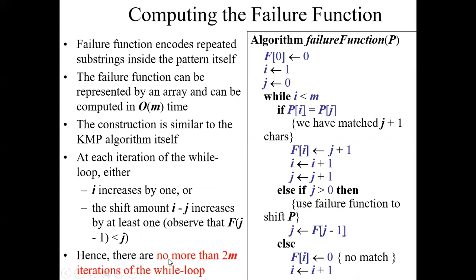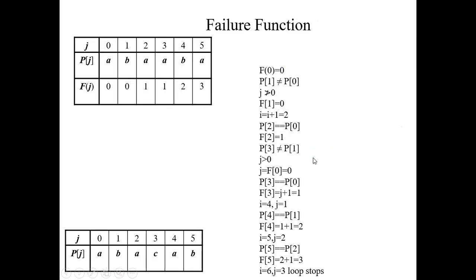Again, why is this statement written? There are no more than 2m iterations of the while loop. How will there be 2m iterations in the worst case? You have to give a thought to that. Now let me move to the KMP function. This is the entire thing I have solved over here.